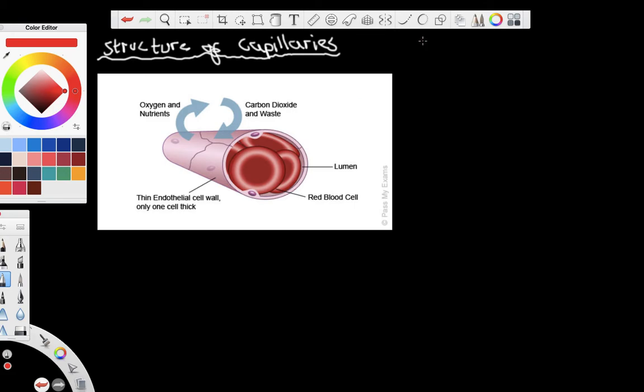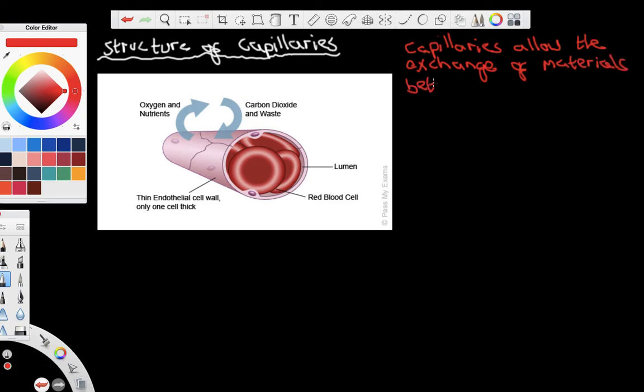So we can say, and I'll change to red, that capillaries allow the exchange of materials between the blood and surrounding tissues. Okay.